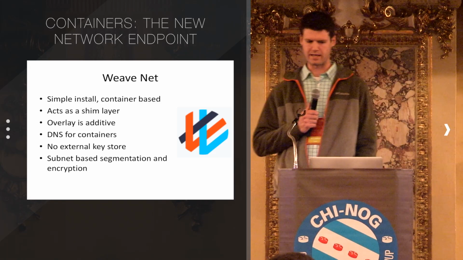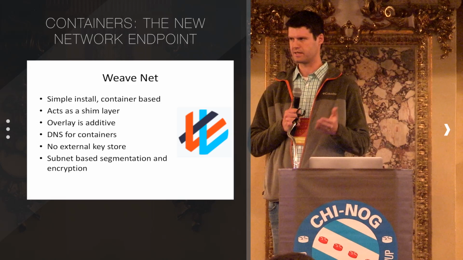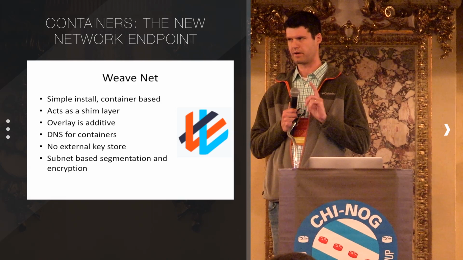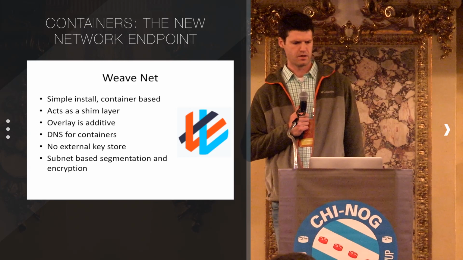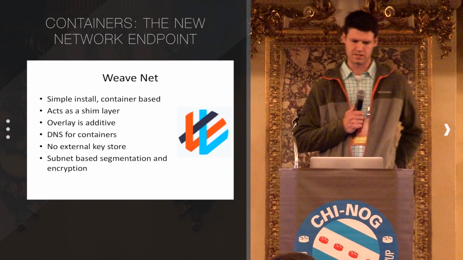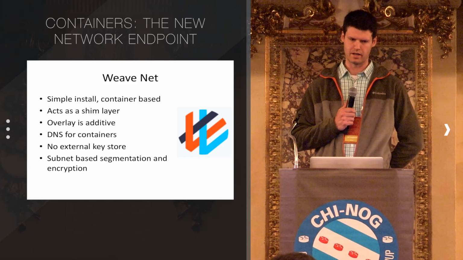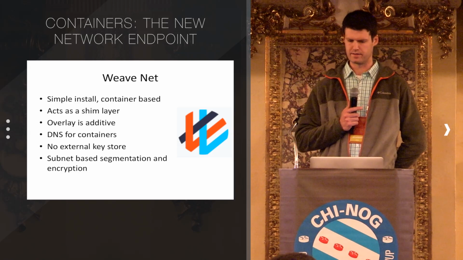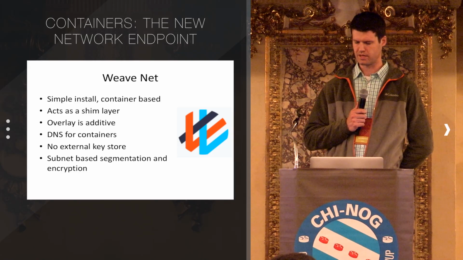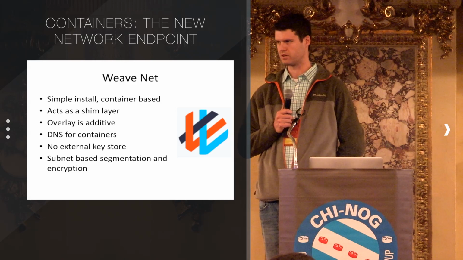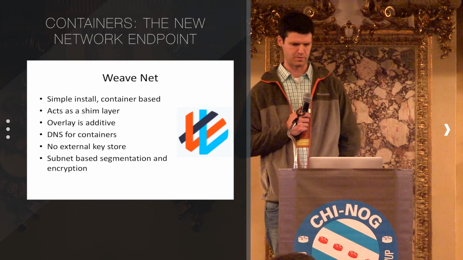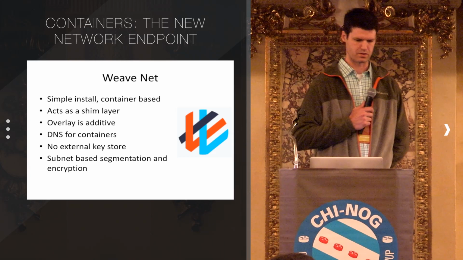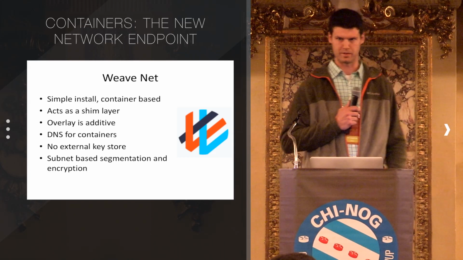Interestingly enough, the overlay is additive here, so it maintains the Docker Zero Bridge connectivity for inbound and outbound stuff, but then it will create a new interface just for the overlay itself. They were the first to have DNS for containers before Docker had embedded DNS. And the big thing they like to tout here is that they don't have a reliance on an external key value store. So again, it's super simple, it just sort of works. And they do offer subnet-based segmentation and encryption, so if you're going across a public transport network, that might be a big deal for you.